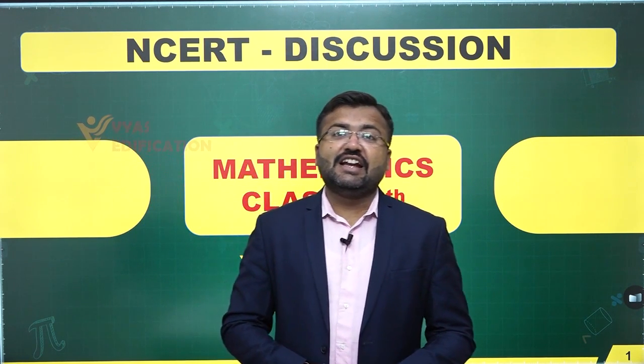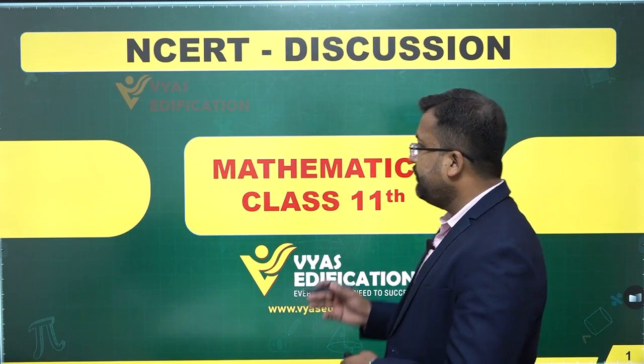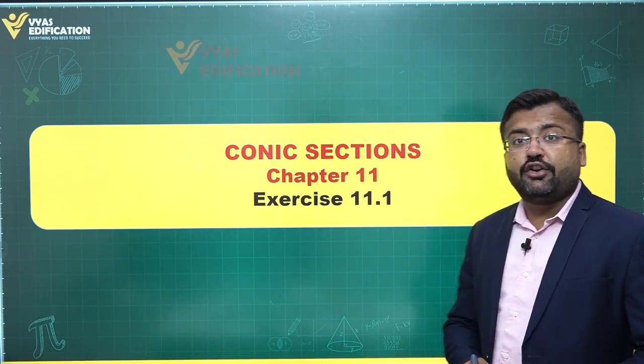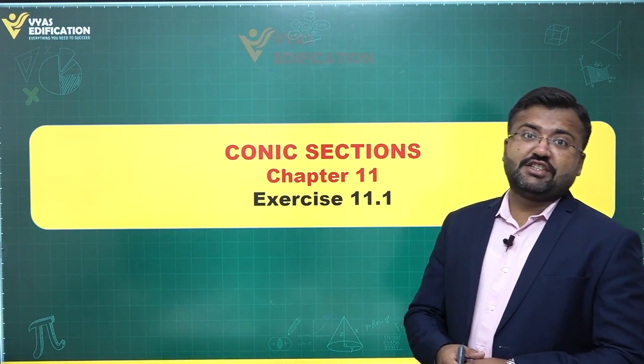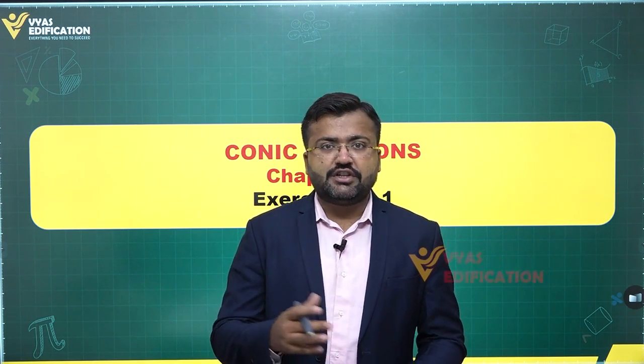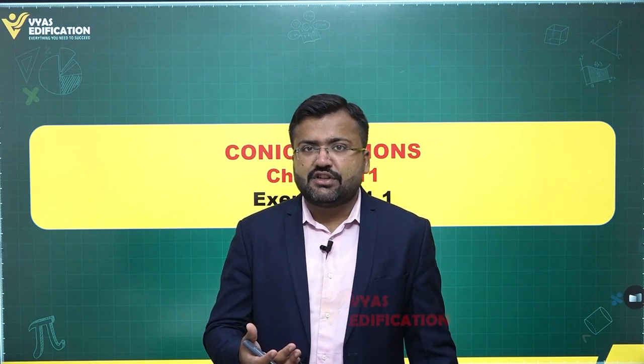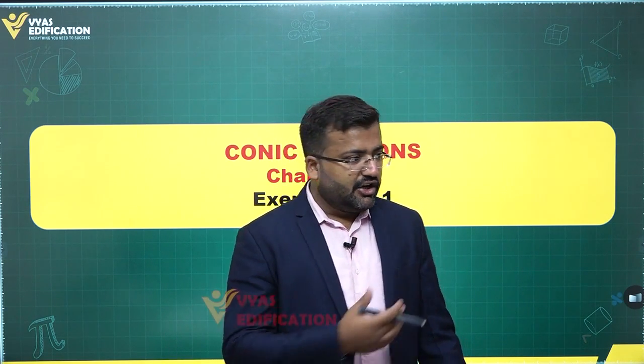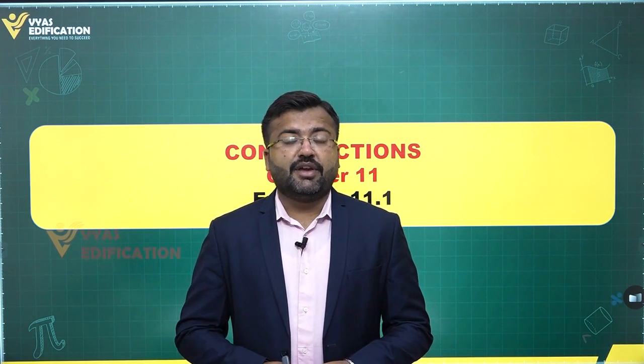In this series of NCERT discussion, we'll continue further with Mathematics class 11th, and the chapter that we're going to deal with is conic sections. Now, we'll be talking about exercise 11.1. This exercise 11.1 is based on the concepts of circle, the equation of circle, the radius of circle, finding the equation of circle in various cases. And along with the questions, we'll also see the concepts based on this particular topic, right?